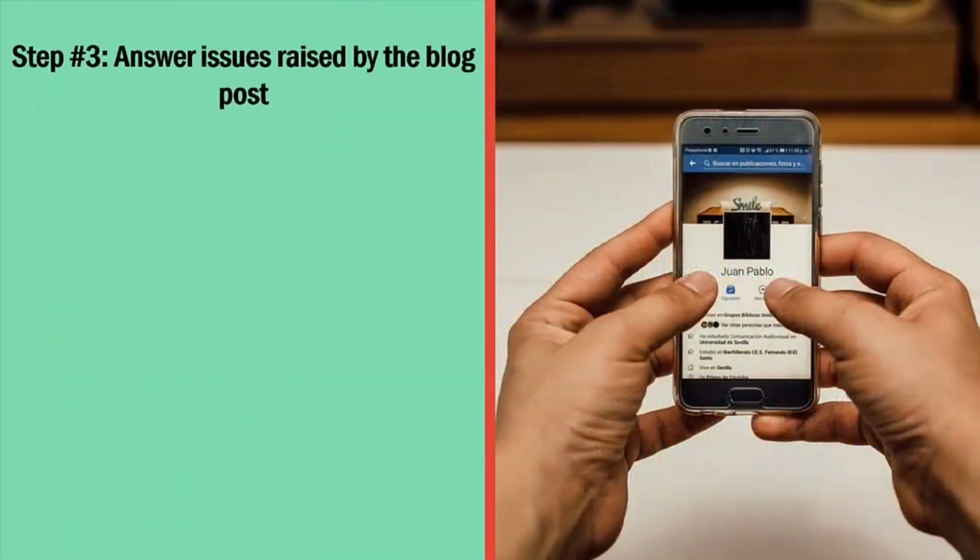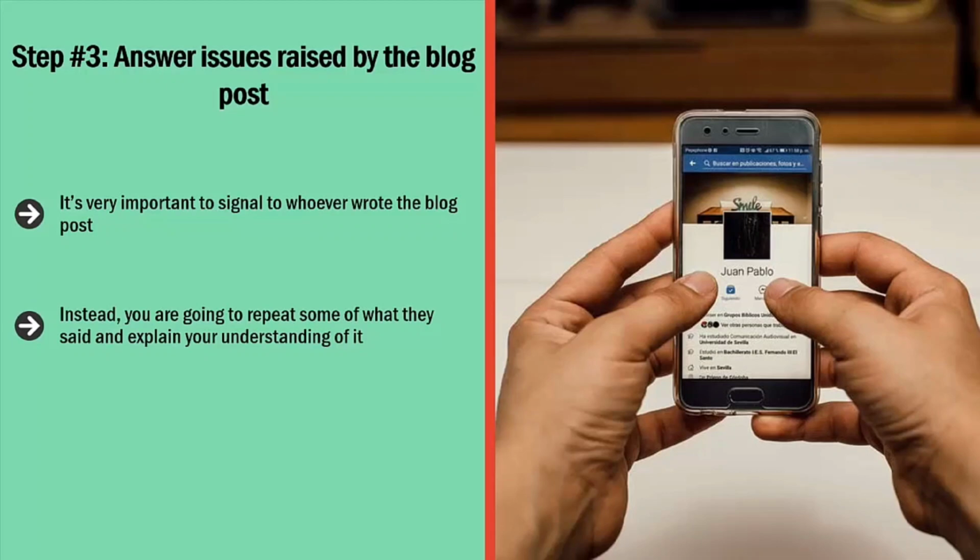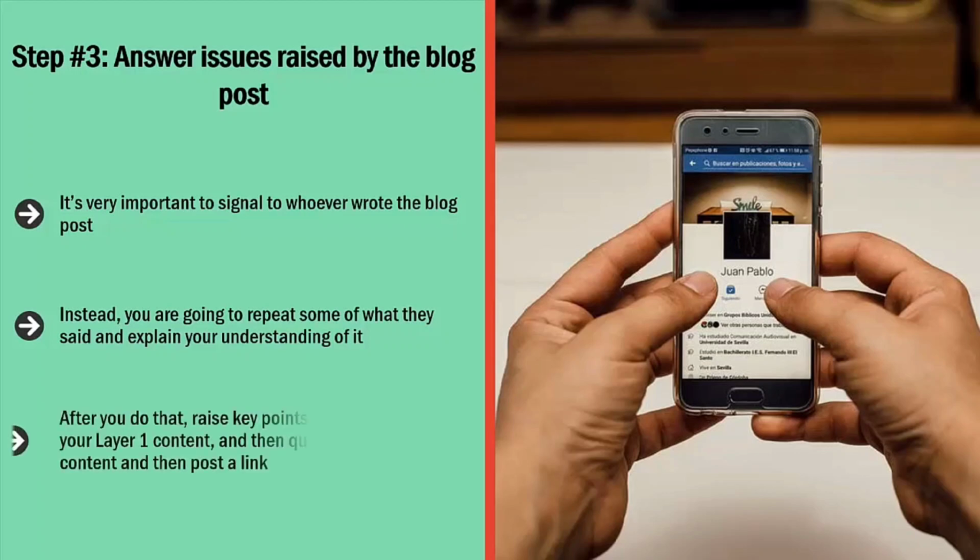Step number 3, answer issues raised by the blog post. It's very important to signal to whoever wrote the blog post you're commenting on that you actually read their post. This means you're going to avoid posting, "Hey, good job," or "I love this post," or other similar garbage. Instead, you're going to repeat some of what they said and explain your understanding of it. Then, you're also going to raise issues with them or raise questions. You may not agree, and say so. After you do that, raise key points that are related to your Layer 1 content, and then quote a segment of your content and then post a link. Done properly, your comment is not going to look like spam. Instead, your comment actually enhances the content that you're commenting on.